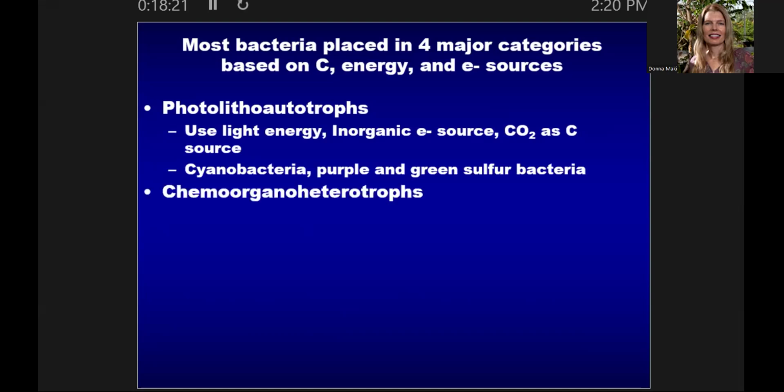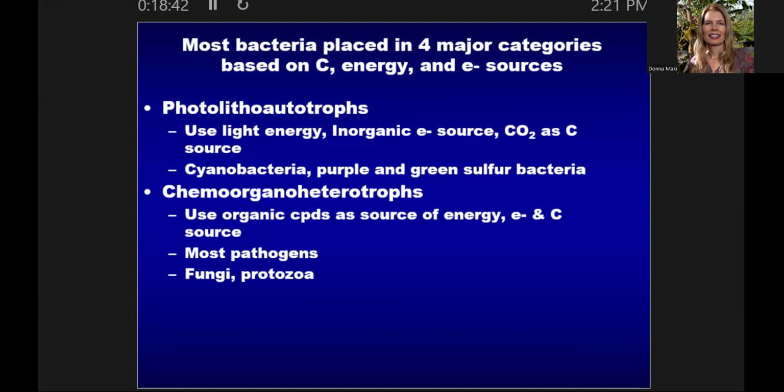Then you can say, what if you smush these terms together? Chemo, organo, heterotroph. So now chemo means it's chemicals that provide the energy, and organic for their electrons and carbon. So we fit that category, and so do a lot of pathogens, of course, because pathogens like to hang out with similar based organisms. So that's why they can hang out with us and cause problems for us. Fungi fit into here, many protozoa.